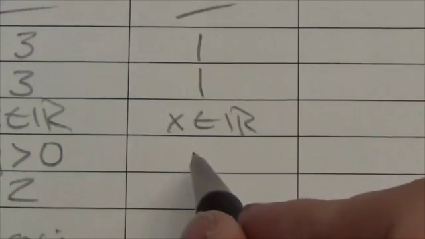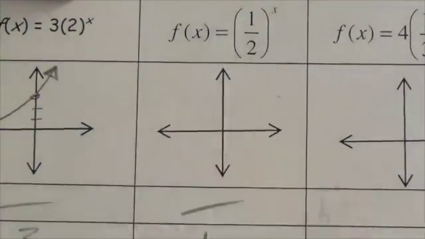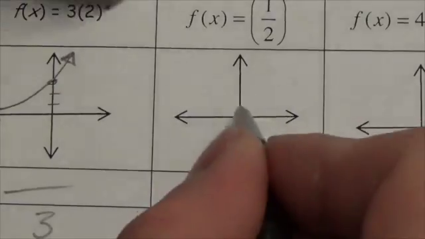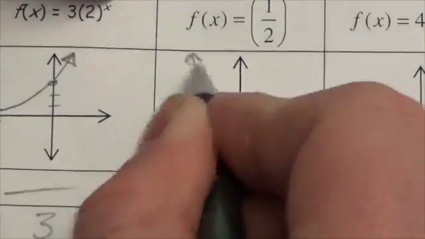That doesn't change. The range is going to be greater than 0. That hasn't changed. What's the base? The base is 1/2. Because that is a value between 0 and 1, this is going to be decreasing. So now I've got everything I need. I know it's decreasing. I know it goes through 1. So here's 1 decreasing. It's got to look something like that. Has to.